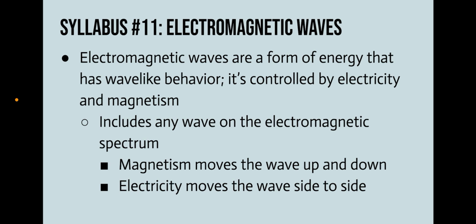So for number 11, I'm going to be talking about electromagnetic waves. Electromagnetic waves are a form of energy that have wave-like behavior, and this is going to be controlled by electricity and magnetism. So this is going to include any wave on the electromagnetic spectrum. It's also important to know that magnetism is going to move the wave up and down, while electricity moves the wave side to side.